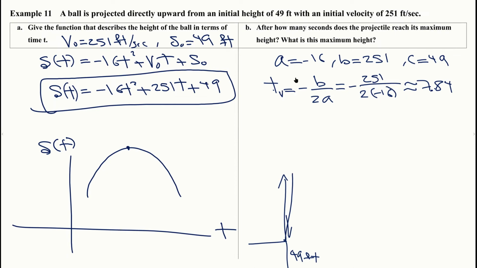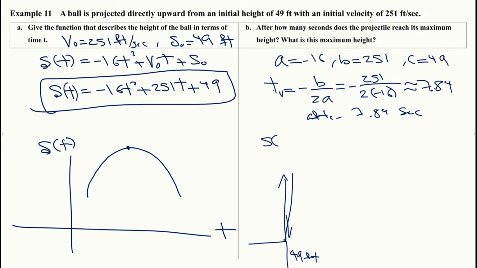So they don't just want to know after how many seconds this happens. We already know the answer. So for the first part, after 7.84 seconds, but they also want to know what is the maximum height, right? So that's easy, because once we have the t, we just need to plug it into the s of t formula that we have here to get the maximum height.